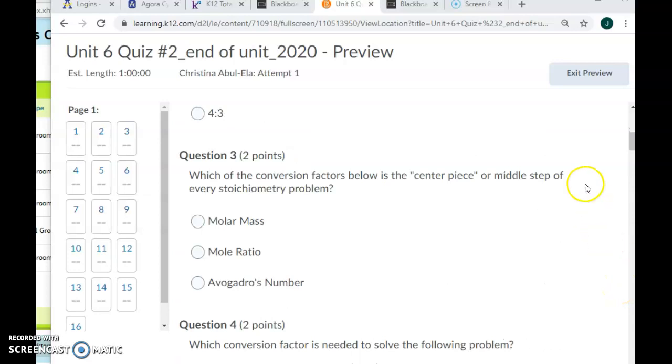Question 3. Which of the conversion factors below is the centerpiece or middle step of every stoichiometry problem? Molar mass, mole ratio, Avogadro's number.